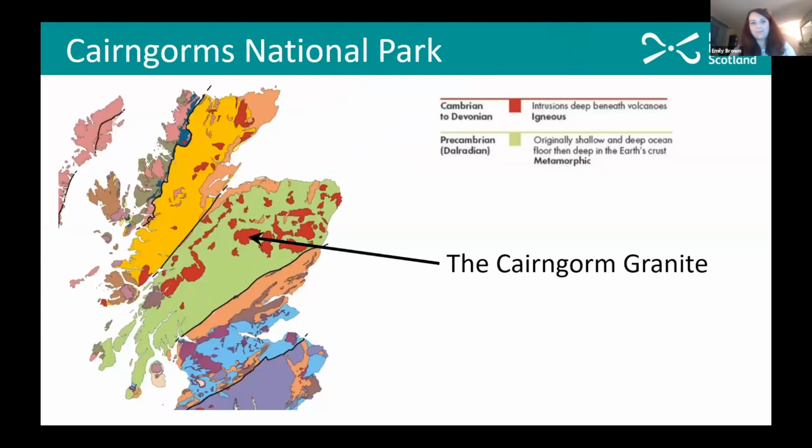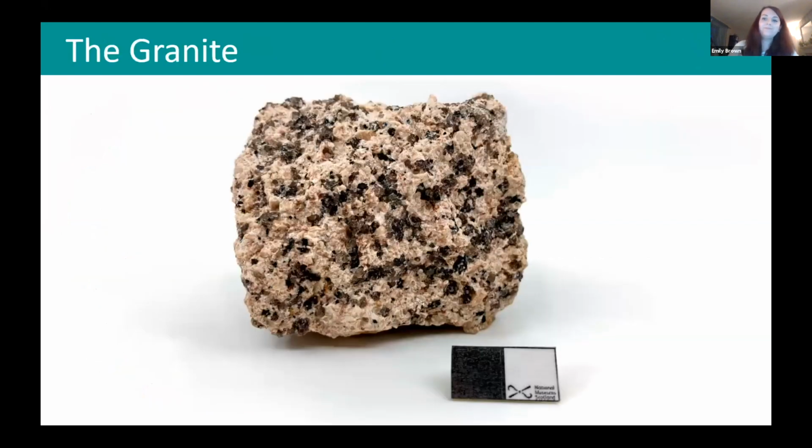There we go, sorry. So just a quick flash of this map again from last week, just to show you where we are. Another big red blob of granite, and as I said, in the middle of the Cairngorms National Park, which is one of only 2 national parks in Scotland. So here we have a chunk of the Cairngorm granite. It's a Caledonian granite, so it's 408 million years old, and it's the ultimate source of the gemstones I'm about to talk about.